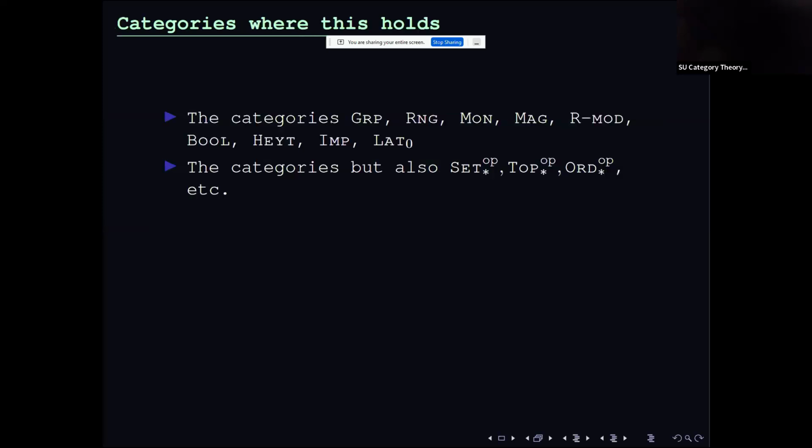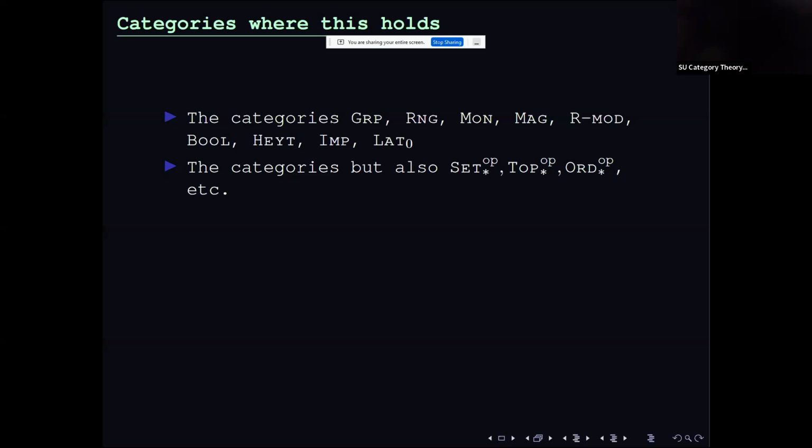Okay. So what are examples of categories which satisfy the condition? Well, I've already mentioned groups, rings, and modules, categories of modules, but also categories such as monoids or magmas, and even Boolean algebras, semilattices, implication algebras, and even pointed lattices. It's a very, very common property.